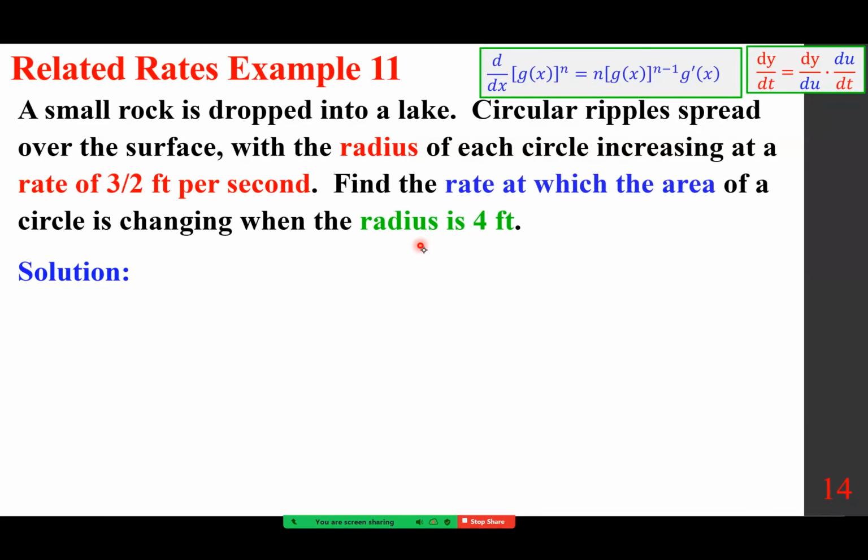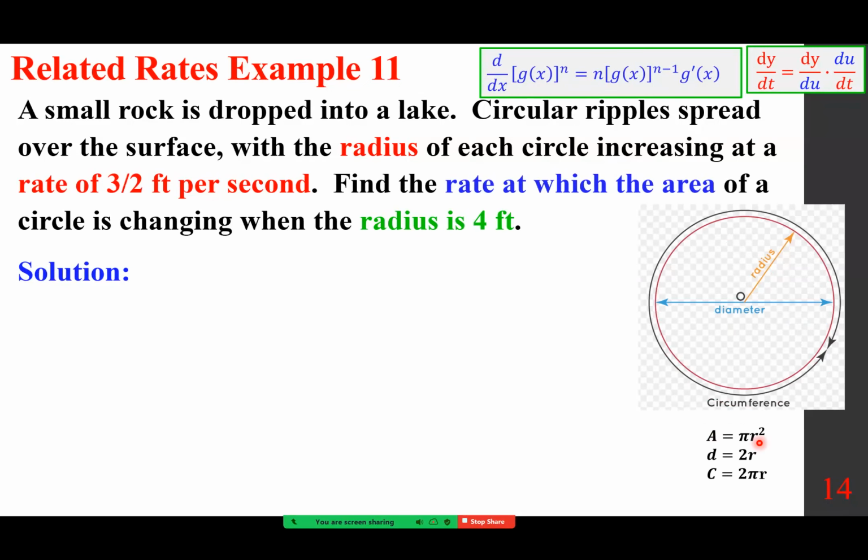And I'm going to remind you that when you deal with the circle, the area is pi r squared, right? Here's the radius, r, and the circumference, when we go around it, is 2 pi r. Because we are dealing with the area, we just want this formula. We don't need the other two. Okay? But I wanted to remind you of that. So A equals pi r squared.